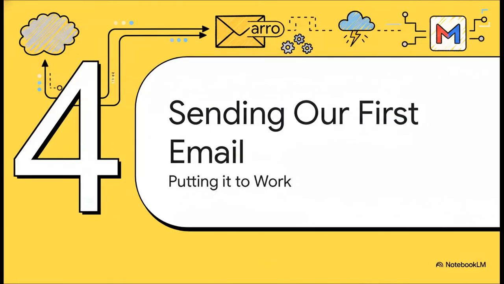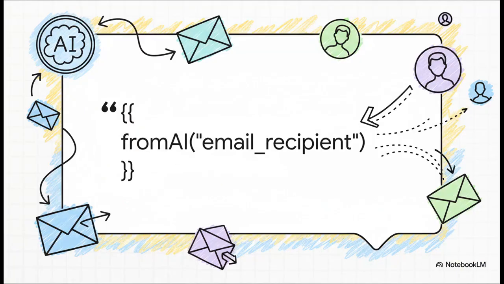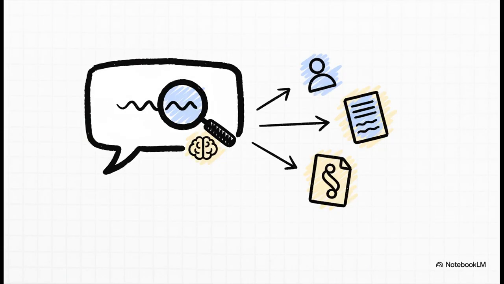Okay, enough talk. Let's make this happen. We're going to give our agent its first tool right now, the power to send emails using a Gmail account. Now pay attention, because this is where the AI's intelligence really shines. When we set up this tool for the to field in the email, we're not going to hard code an email address. No. We want the agent to figure out who to send it to all by itself. To do that, we use this special little command.